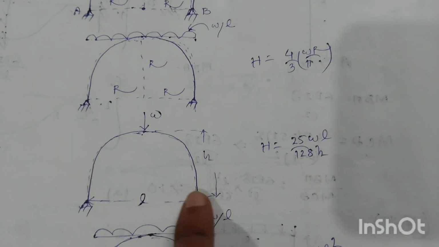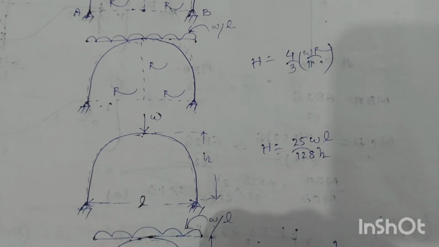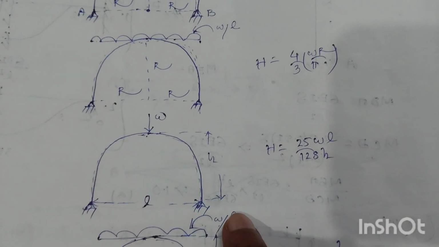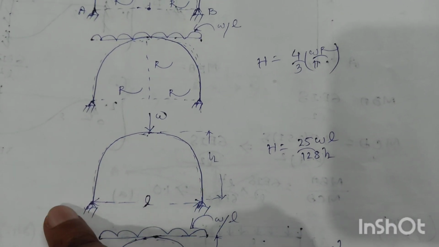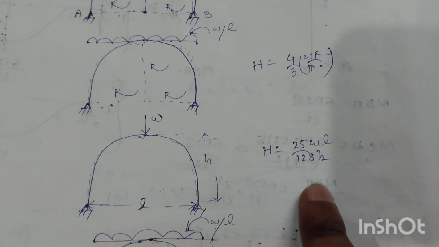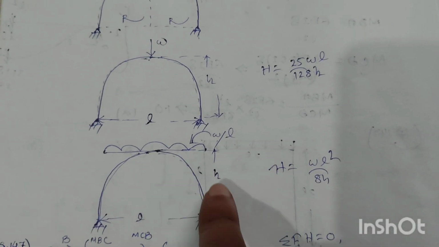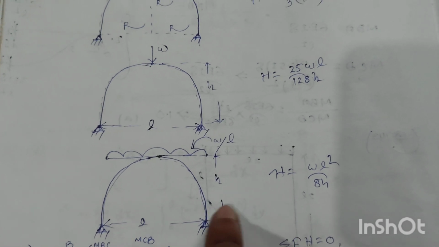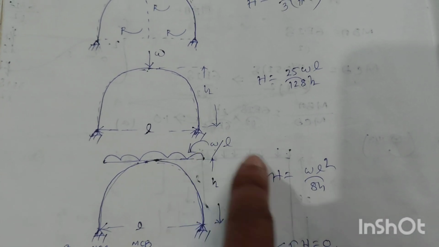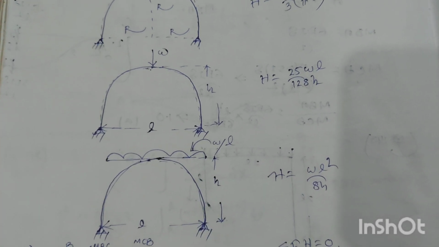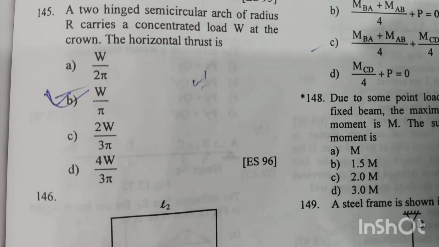And when a parabolic arch is subjected to a concentrated load at the crown, the horizontal thrust at both the ends of the arch will be 25 WL by 120 H. And when subjected to uniformly distributed loading, where the height is H and the length of the arch is L, and the loading is W per unit length, the horizontal thrust value will be WL square by 8H. Option B is the right answer.